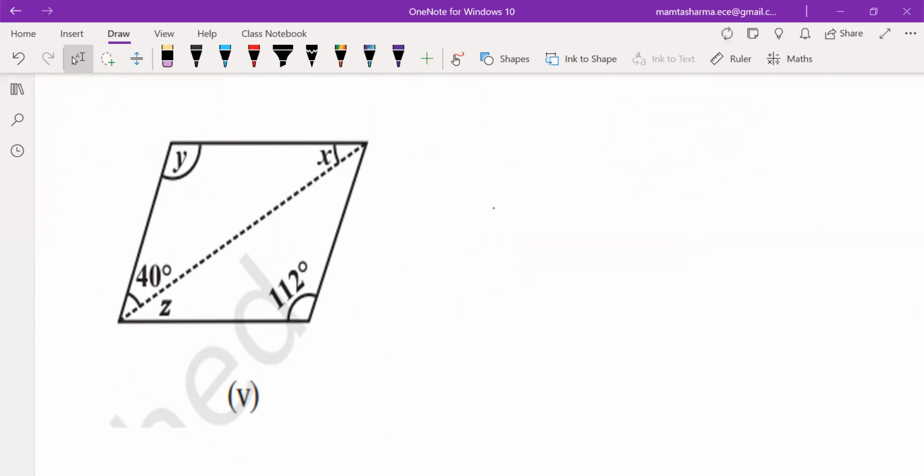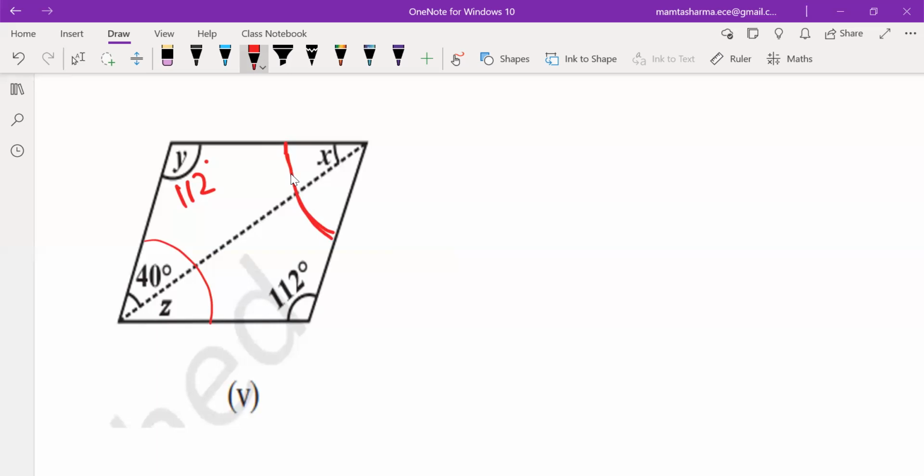In this parallelogram, find out the Y. Y is also 112, ma'am. Y will be 112, correct? Okay. X is 40. Ma'am, the angle beside X is also 40, so X will be 40, no? No, ma'am, X is only 40. These are the opposite angles. We don't know the value of X.